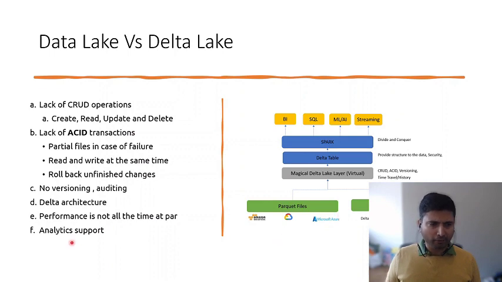And at the end, performance, which was not good in the data lake, is much better because of the Spark architecture, and they are improving it day by day to make it more and more efficient. Hence, from an analytics perspective, this is a win-win situation.